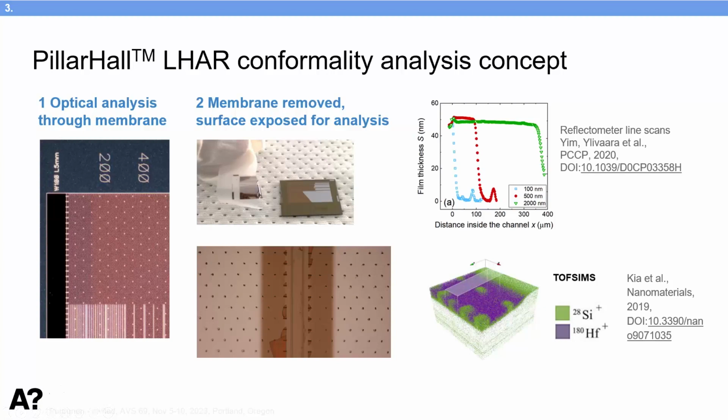What you can then also do is remove the top membrane with adhesive tape, and then you expose the surface for analysis and that adsorption front for detailed analysis, and you can do anything with that as you want. This is a microscope image. Here are reflectometer line scan examples, and here is an example of a TOF-SIMS analysis of the surface.